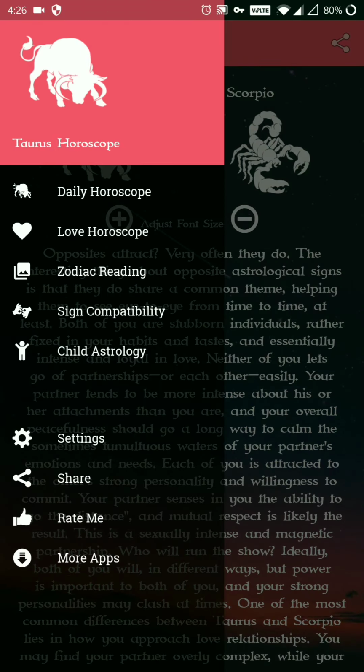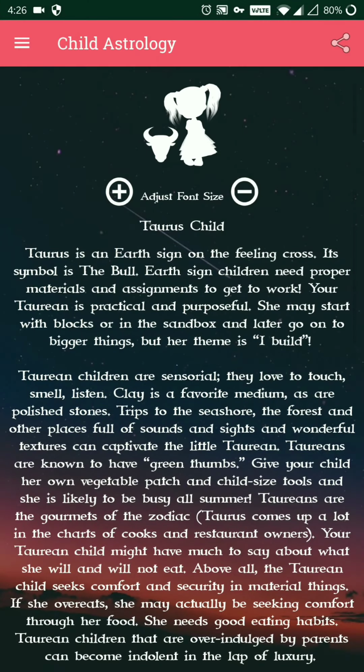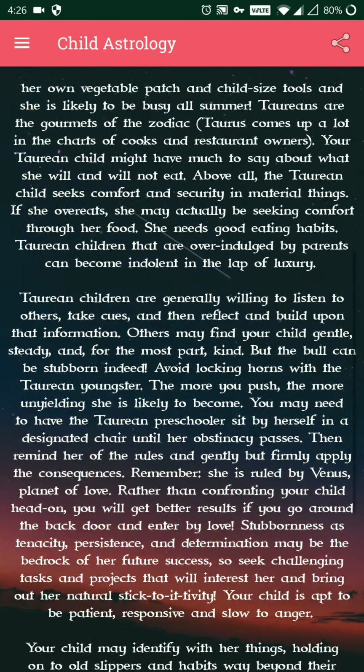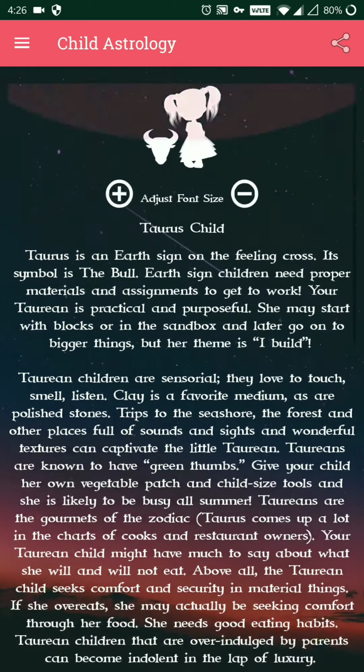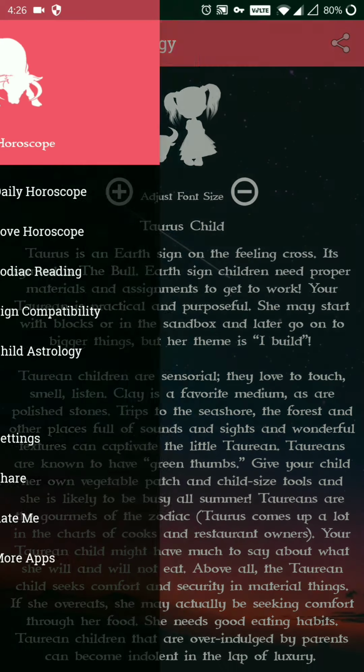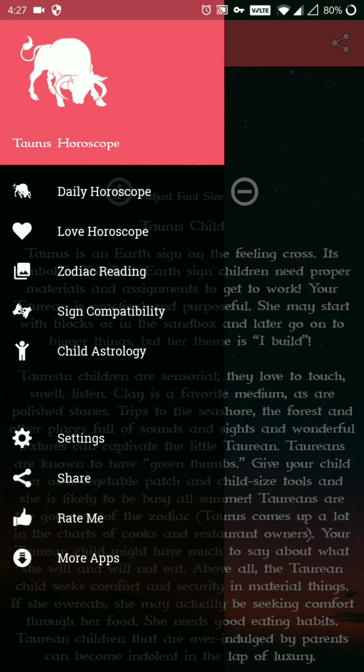Then the last option is child astrology. This is a special horoscope for children. In the same way we had the Taurus profile, this also is a Taurus profile for children. So go through it. It will tell you the characteristics of a Taurus child. These are all the features which we have.